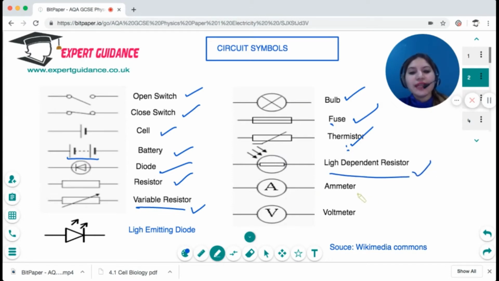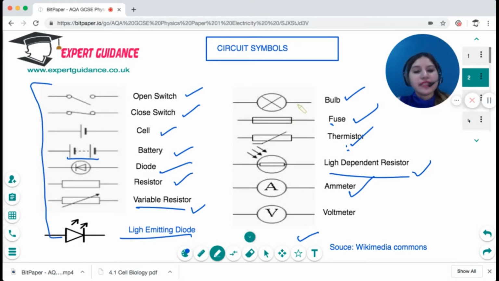A circle and an A is an ammeter, which is a device used to measure the current in a circuit. And V is a voltmeter that is used to measure the potential difference in a circuit. And then if you put a triangle and an arrow going up, that is a light emitting diode. Okay, so I hope these circuit symbols are clear to you.